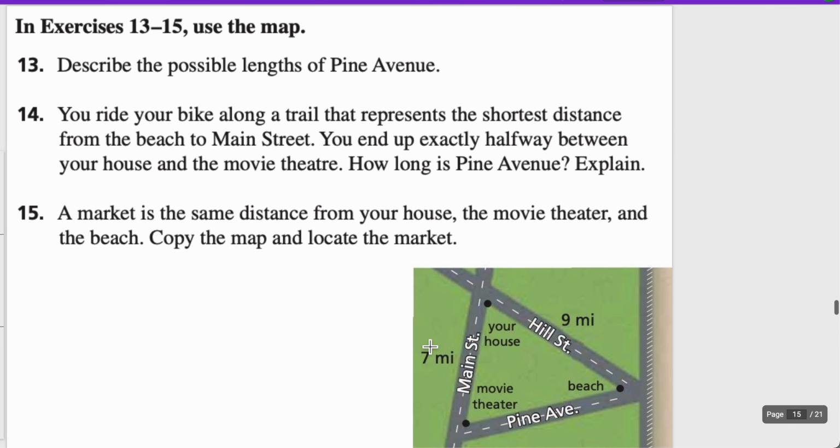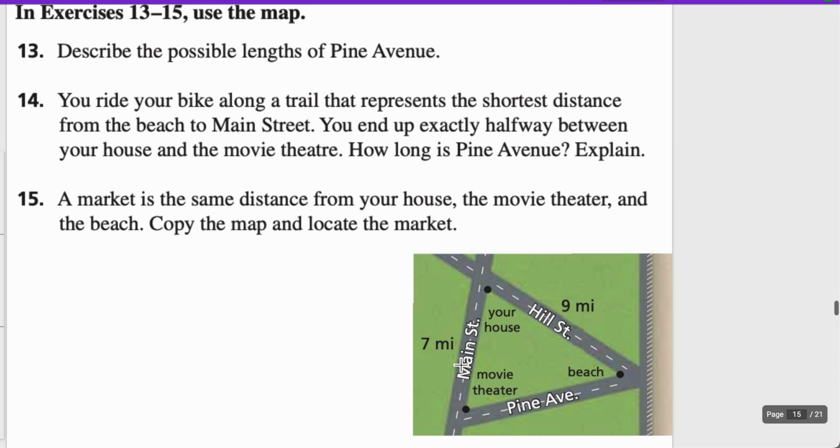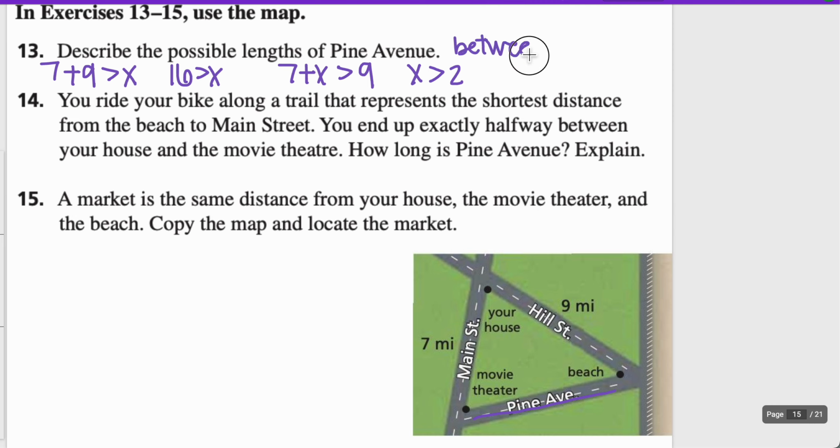15 all go together, describing the possible lengths of Pine Avenue. Here's Pine Avenue, and notice it making a triangle, so I can do my inequality here. Maybe I start with 7 plus 9 is greater than x, so that means 16 can be greater than x. I can also do 7 plus x has to be greater than 9, so x has to be greater than 2. So I can say between 2 and 16 miles for that one.